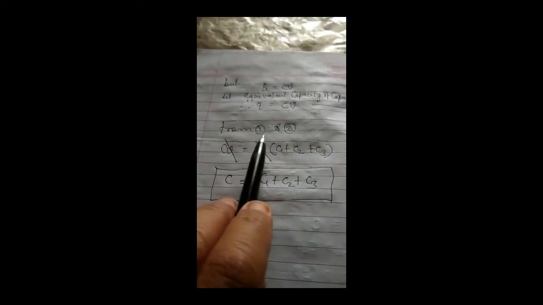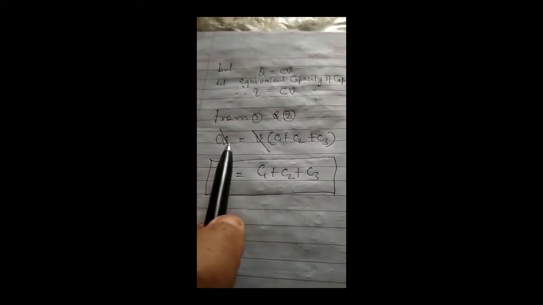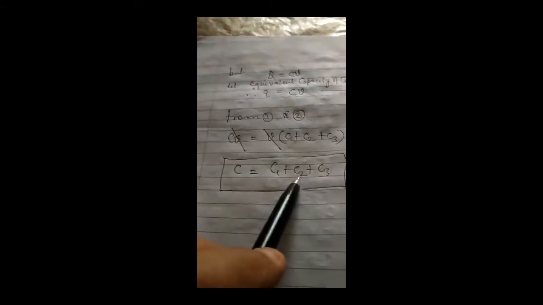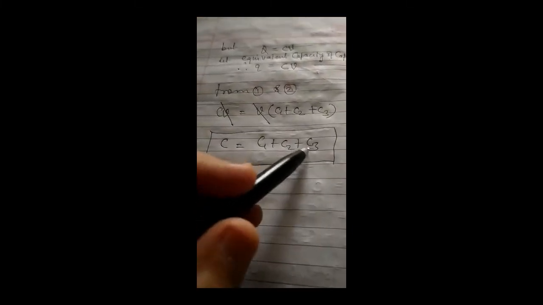But Q is equal to CV, and we suppose the equivalent capacity of the capacitors is C, therefore Q is equal to CV. From 1 and 2, their LHS are equal, so the RHS must be equal, so CV will be equal to V times (C1 plus C2 plus C3). This V and V cancel, so C will be equal to C1 plus C2 plus C3. That means if the capacitors are connected in parallel to each other, then the equivalent capacity of these capacitors will be equal to the sum of their individual capacities.